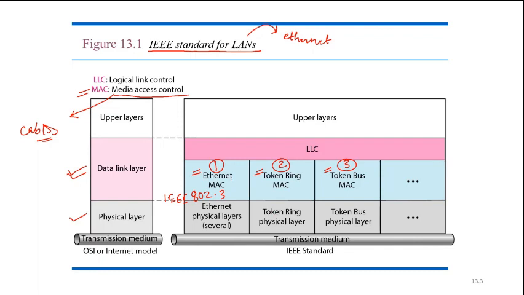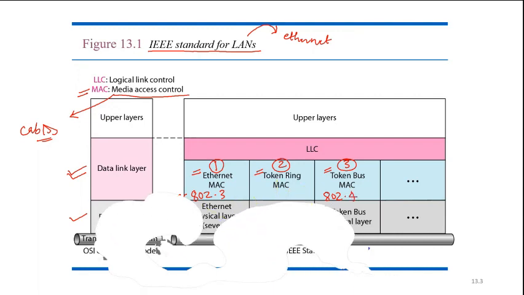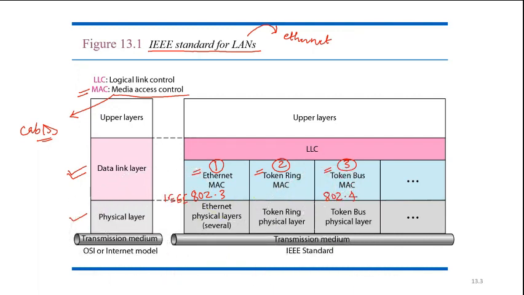Okay, so the next one is 802.4. It is called the token bus. So the IEEE 802.4 protocol is also called the token bus MAC protocol. Then token ring is called 802.5. So these are the different standards: basic Ethernet is given by 802.3, the token ring protocol is also known as 802.5, and token bus is 802.4.